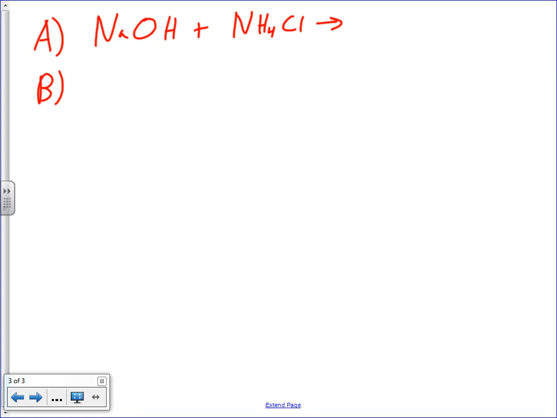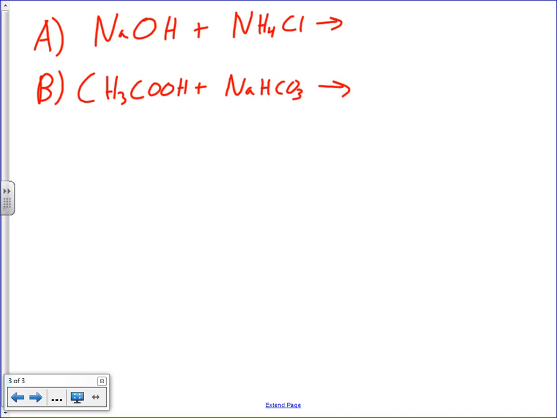And then in pair 2, we have acetic acid. All right, and we have sodium hydrogen carbonate, also known as baking soda. You've seen this reaction like a million times before. All right.